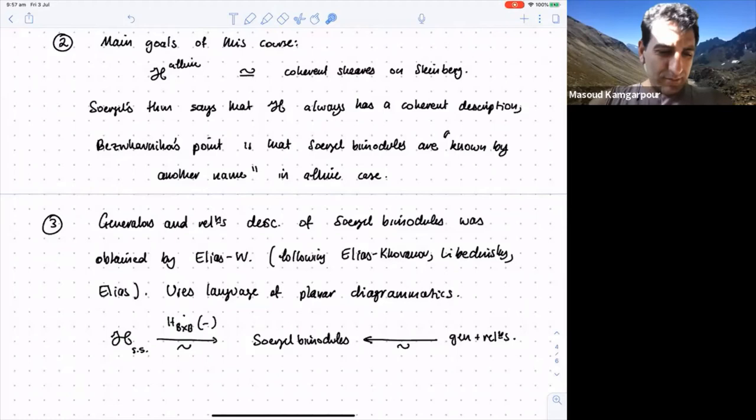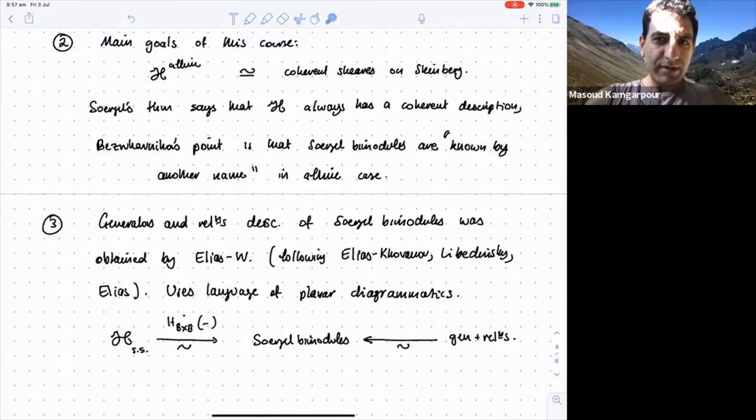Geordie, when I look at this paper of Bezrukavnikov, he doesn't seem to refer to Soergel's work. So are you saying that you're proposing a different path for parts of the proof? Which paper are you referring to?